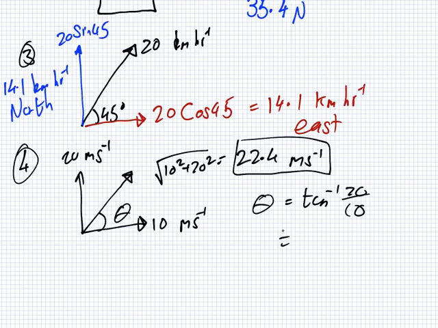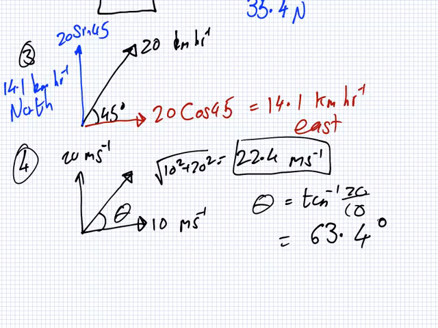I think you might have had yours upside down. 20 over 10. Yeah, I didn't put tan inverse. But that's tan inverse of 20 over 10, I got 63. Yeah. Or is that how you said something else? 63.4 degrees. Yep.